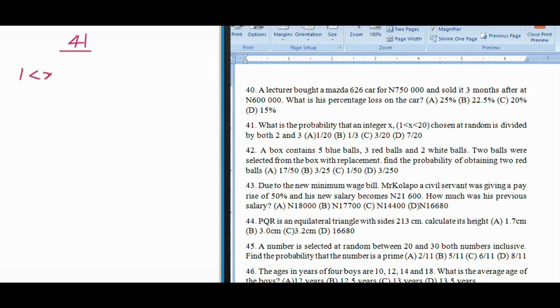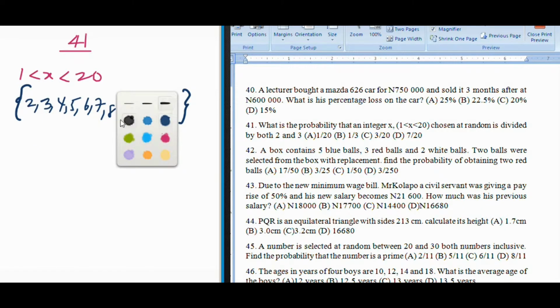So which means the numbers will be 2, 3, 4, 5, 6, 7, 8, 9, 10, 11, 12, 13, 14, 15, 16, 17, 18, and 19. Okay? It's not up to 20, and it does not include 1. Now, they say, what is the probability that the number is divisible by 2 and 3? That is, that number between 1 and 20 must be divisible by 2 and 3 at the same time.